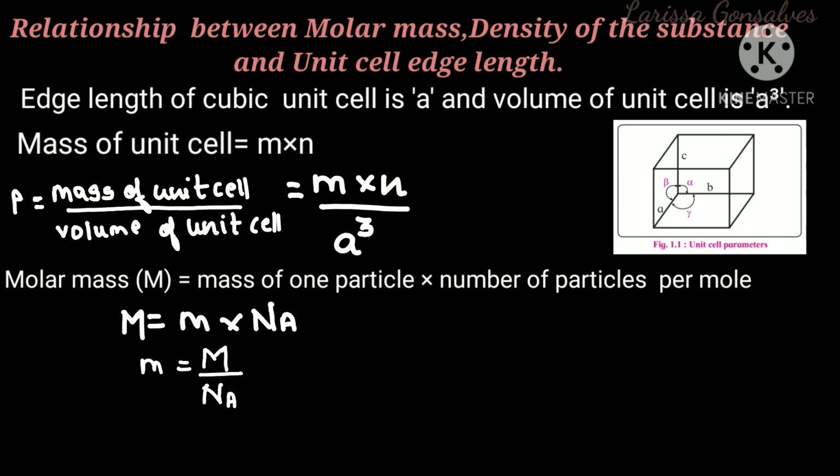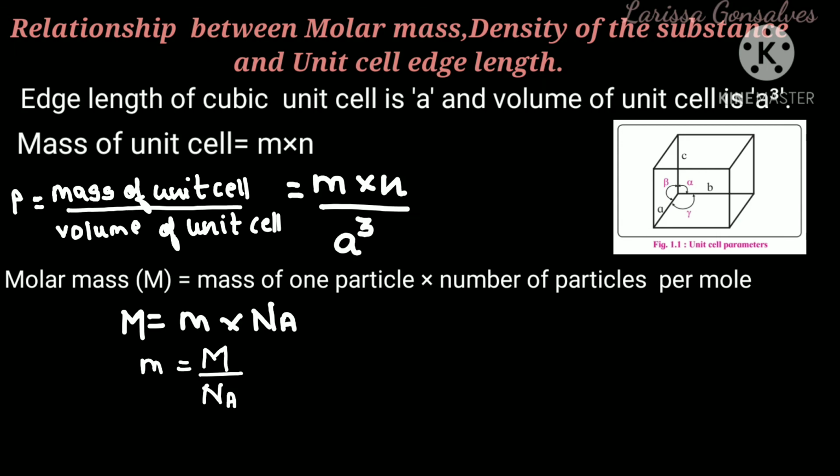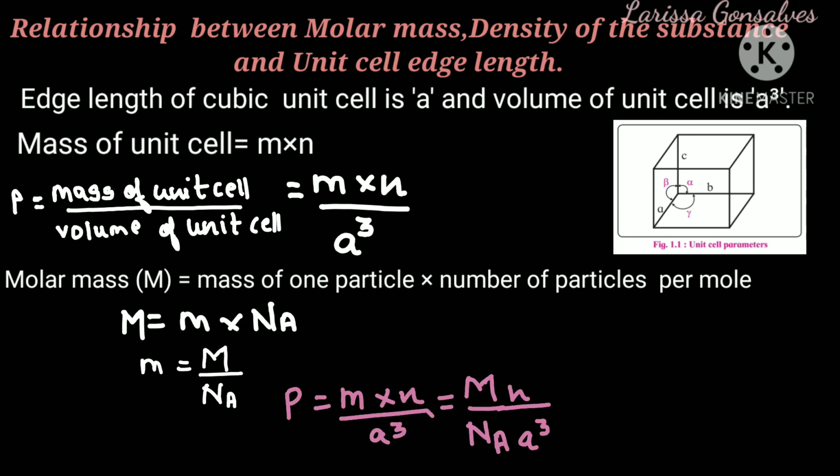Let us now consider the density equation, that is rho is equal to m × n divided by a³. We already have the substitution for m, that is capital M divided by Na. So we are going to substitute this in place of m. n will remain as it is, divided by a³. So by knowing 4 parameters, the 5th parameter can also be calculated.